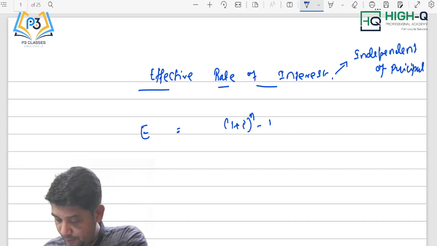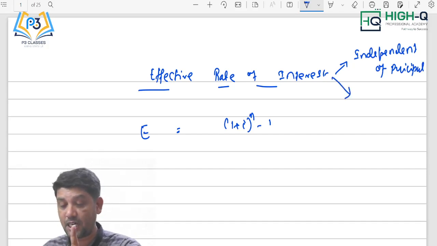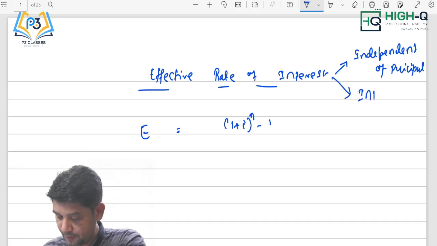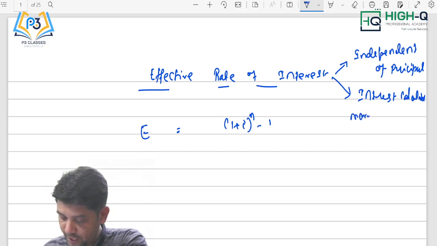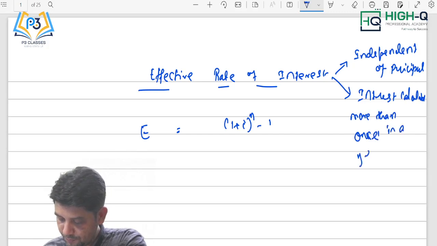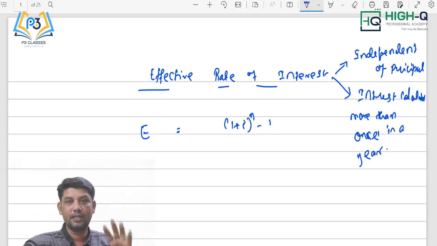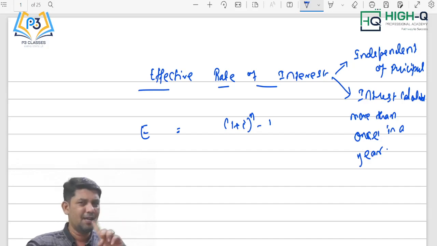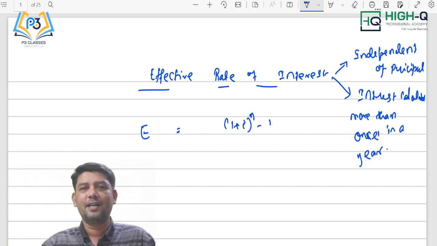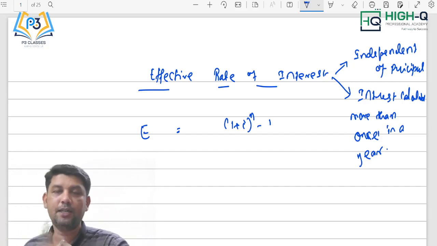Okay. Next one. Effective rate of interest is applicable only when interest is calculated more than once in a year. Of course, you know about this. More than once in a year means what? Half yearly, quarterly, monthly. When you calculate interest more than once in a year, then only effective rate of interest is applicable. Otherwise, it is not applicable on an annual basis, because effective rate of interest is not needed when interest is calculated annually. First of all, remember this.